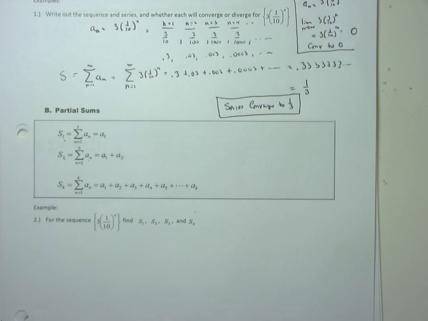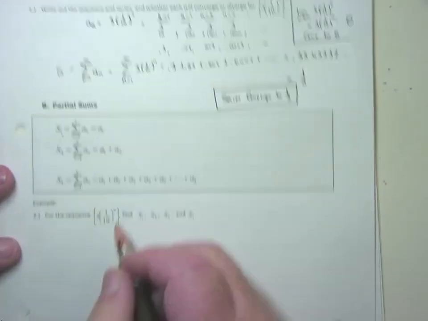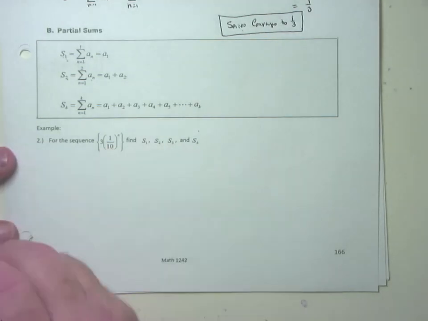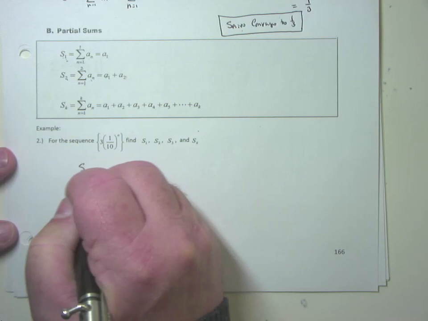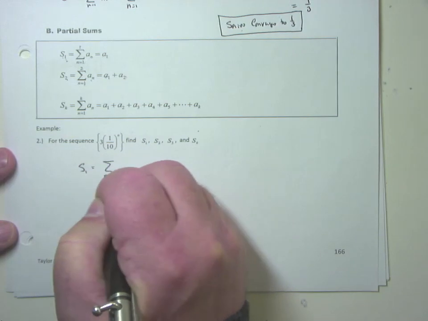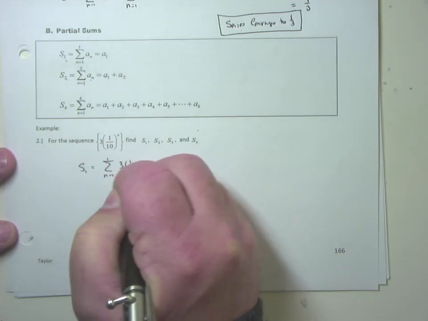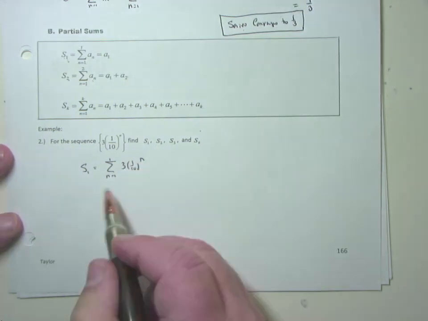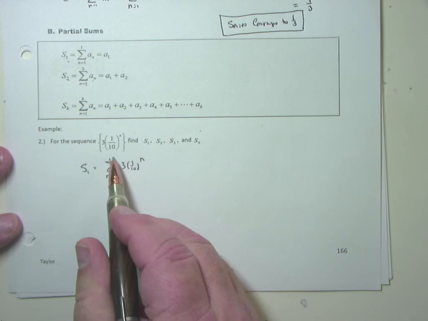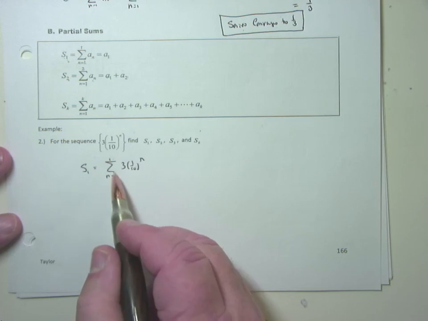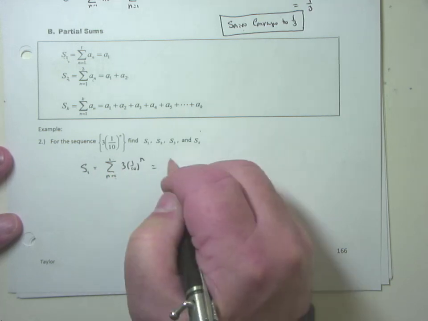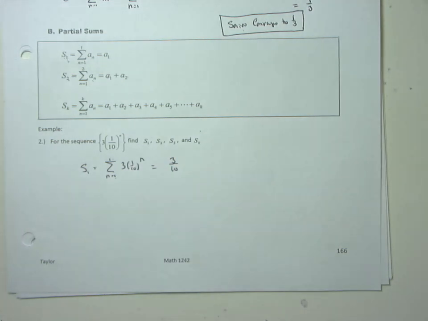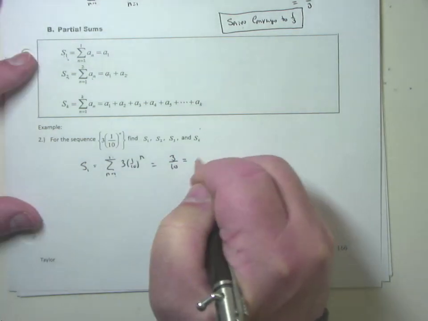So in this example, for the sequence 3 times 1/10 to the n, we want to find S1. S1 would be the sum as n goes from 1 to 1 of 3 times 1/10 to the n, but you basically just plug in 1. You start at the bottom and you stop at the top, but they're the same, 1 and 1. So this will be just 3 times 1/10 to the first, which is 3/10. Or better yet for you decimal fans, 0.3.